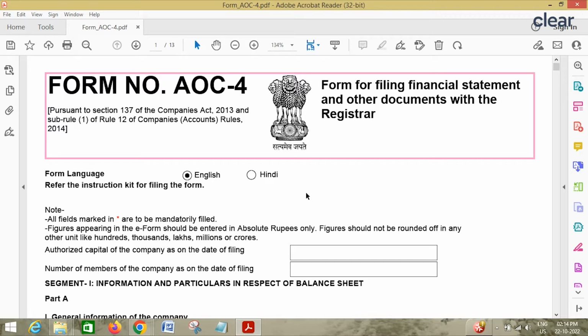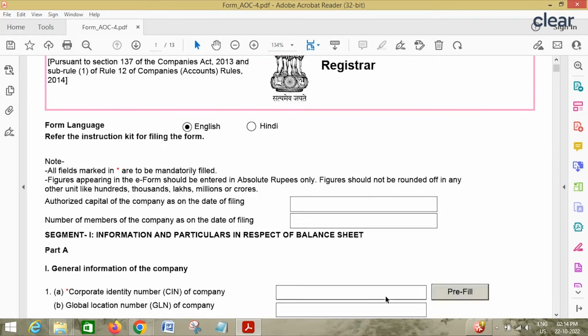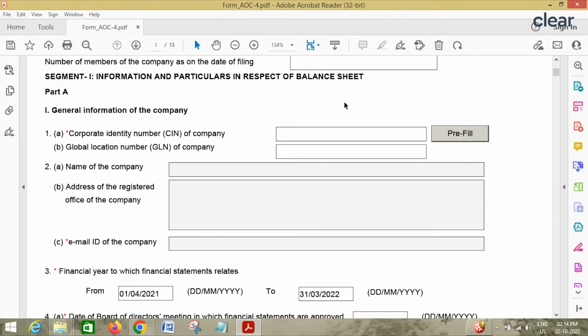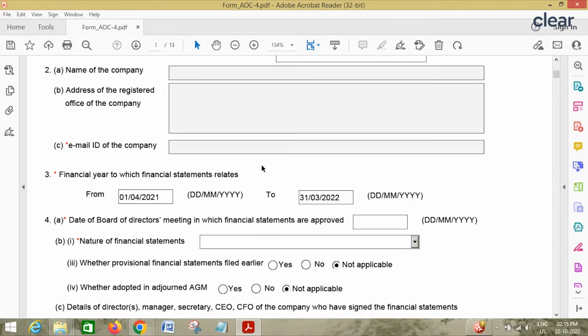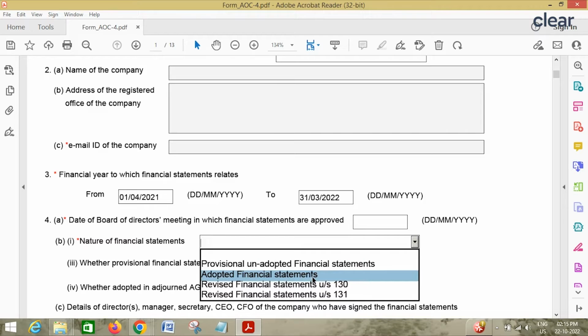On the AOC-4 form, enter the authorized capital of your company, enter the number of members of your company, enter the CIN of your company and click on the pre-fill button. It will pre-fill the name of your company, address and email ID. Next, select the financial year to which the financial statement relates to. Select the date of Board of Directors meeting in which the financial statements were approved. Select the nature of the financial statements.